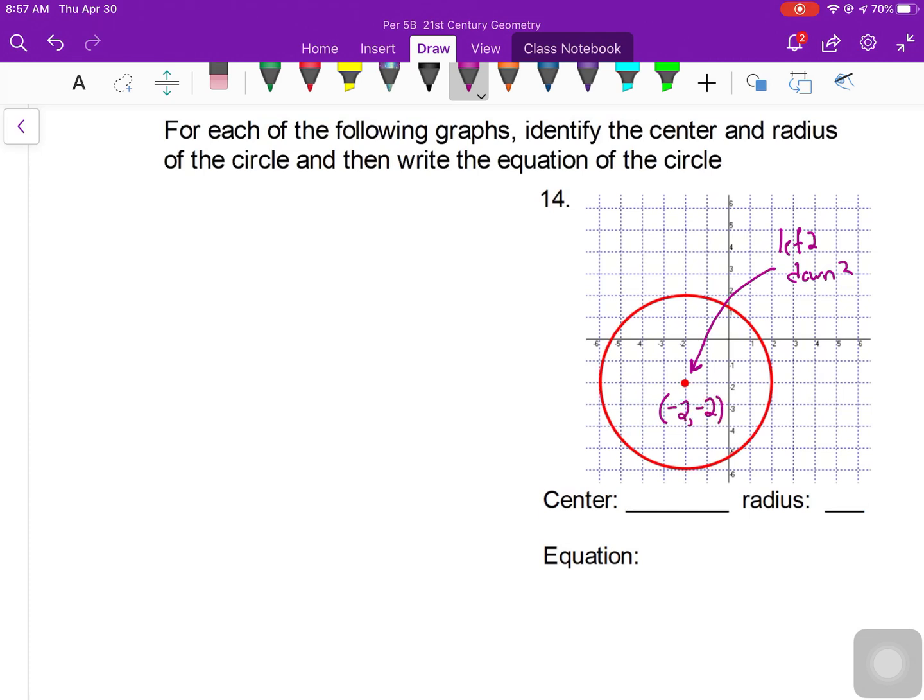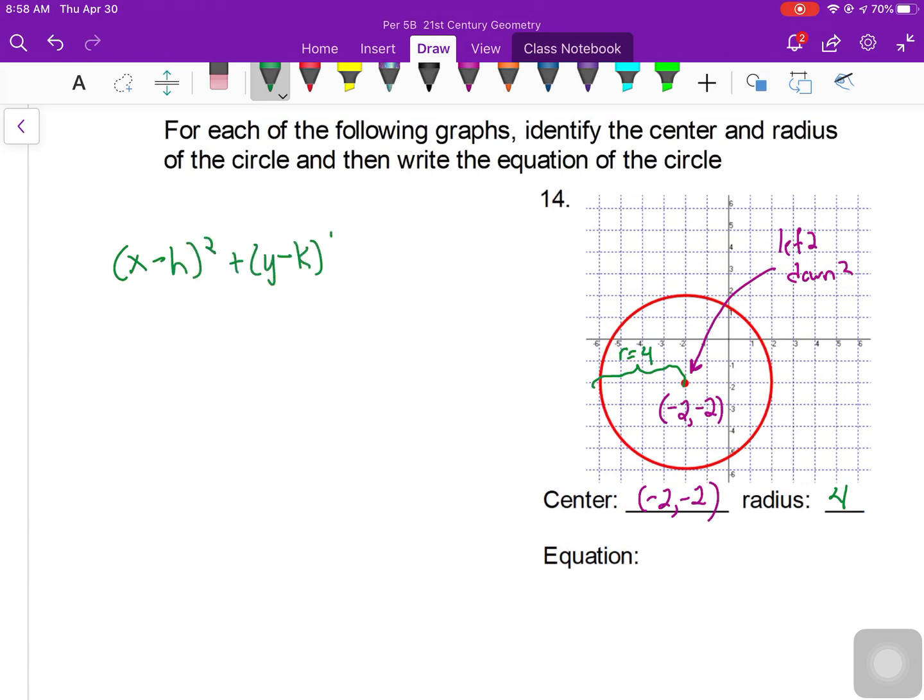So my center is going to be at -2, -2. For the radius, we'll just count how much we went directly to the right, or to the left. In this case, I'll count to the left. So it appears to me that we've went 1, 2, 3, 4. So the radius here is 4.